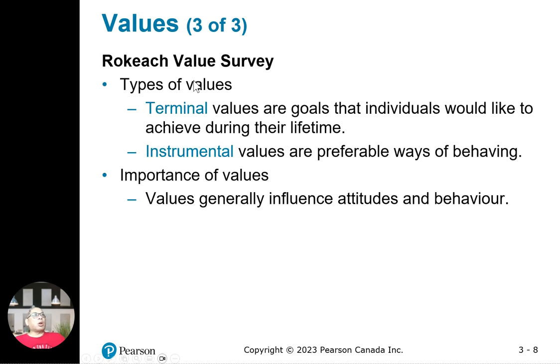In Rokeach's RVS, the first type of value, terminal values, are goals that an individual would like to achieve during their lifetime. For example, you want to be a manager for one of the top Fortune 500 companies. That is a type of value. Instrumental values are preferable ways of behaving.